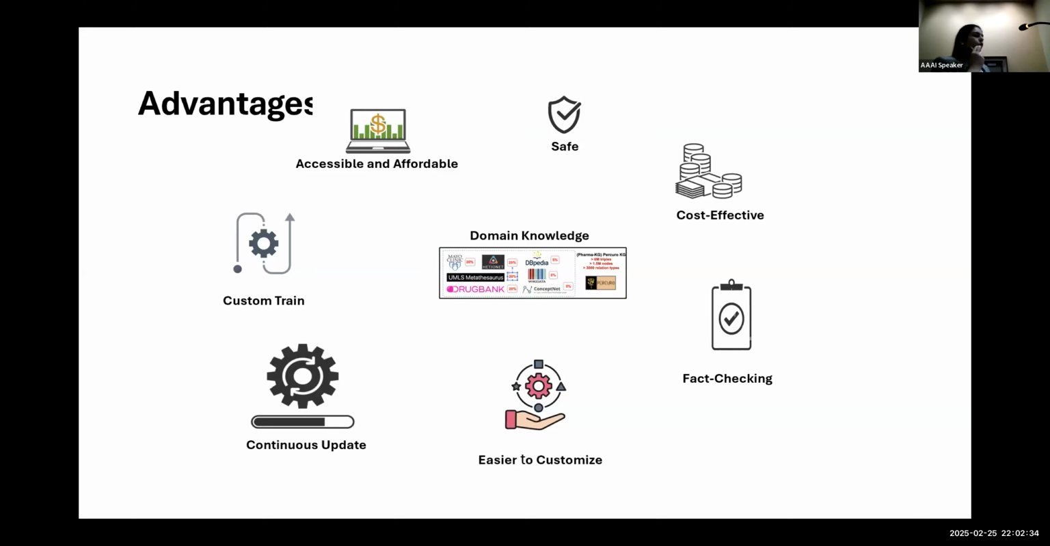But so these have some advantages. RAG is accessible, affordable, safe, cost effective. We can do these kinds of systems for specific knowledge. We can custom train, continuously update, it's easier to customize, and then fact checking also.